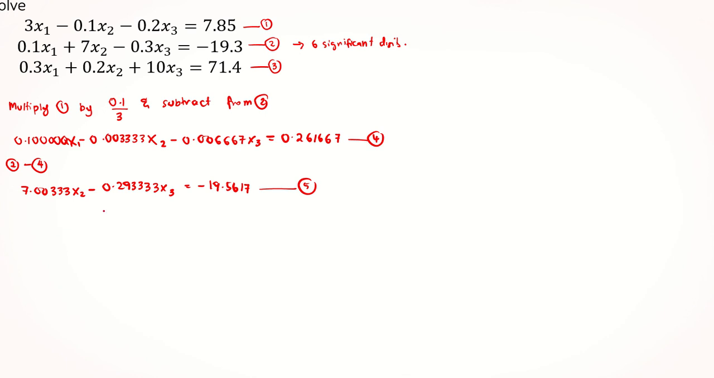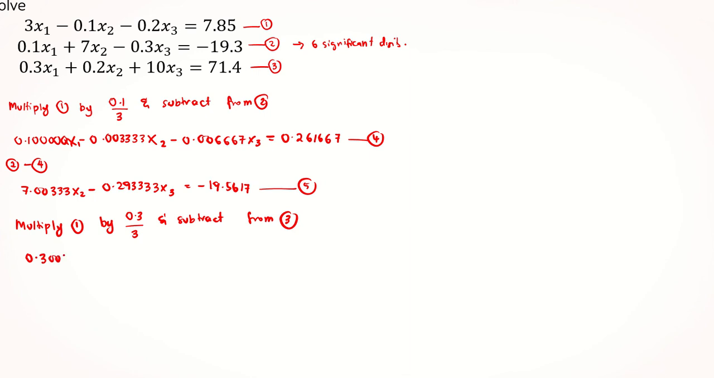This is for the first equation, and then we are going to multiply equation 1, still equation 1, which is the pivot element, the pivot equation, by 0.3 over 3 and subtract it from equation 3.